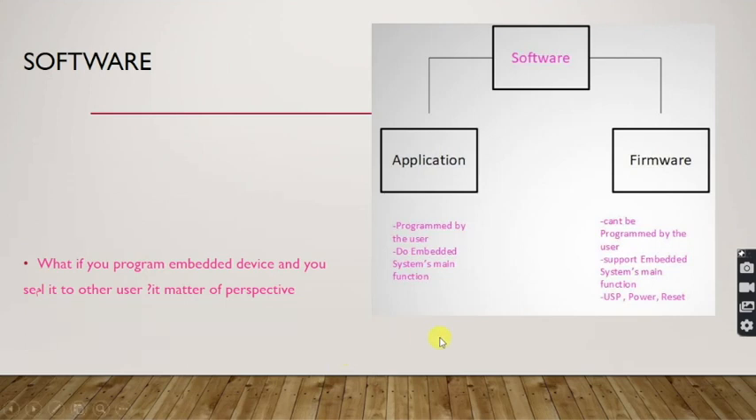The software of the Arduino consists of two parts, the firmware and the application. The application is programmed by the user. The application is just the code that describes the embedded system main function, while the firmware cannot be programmed by the user. It supports embedded system main function, for example, handling the USB, the power, the reset, etc. You cannot change it, but as I said, you can upgrade it by using the circuit in pins, as I explained in the first slides. But in this class we will not do that. We will only write application programs.